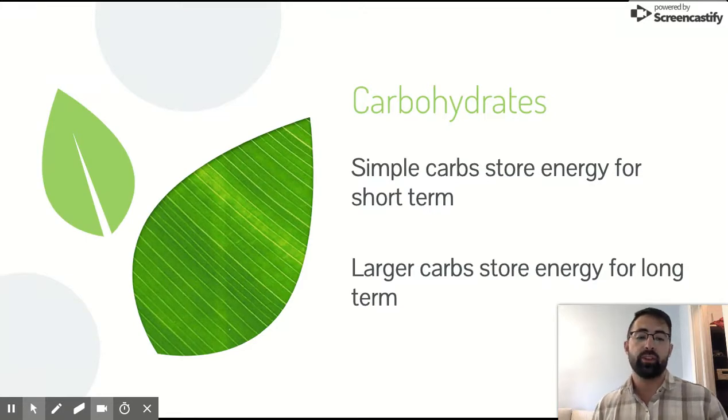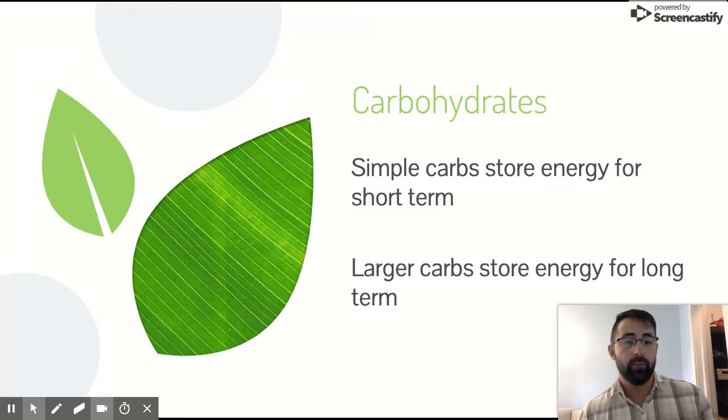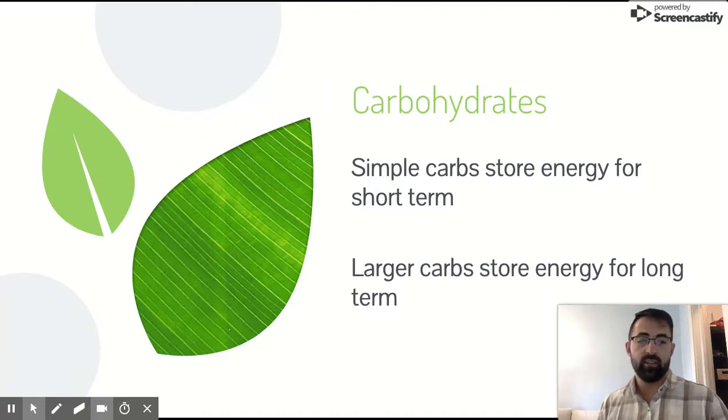Carbohydrates, again, these are simple carbs where we store energy. Simple carbs store energy for short term. Larger carbs store energy for long term. The simplest carbohydrate is called glucose. It's this plain sugar molecule. Larger carbs can be things like maltose, which is two glucose together, or even larger, the word's escaping me, but they can make very large sugar chains for long-term storage. We'll look at these in a few moments.